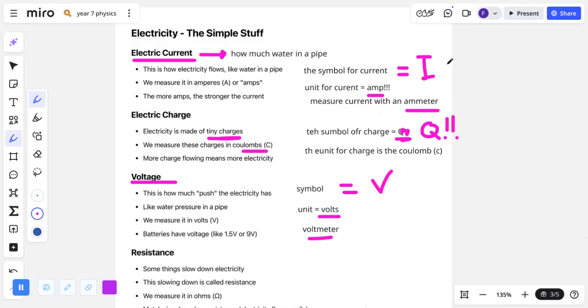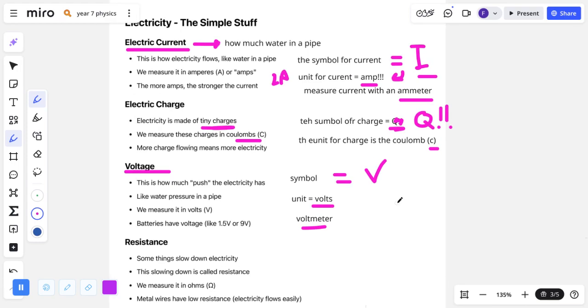And I'm just going to reiterate this. Current is I. The symbol for it is I, and it's measured in amps. So if you've got a current, it'll be something like, well, I don't know, 2 amps. I just picked that. And the A stands for amps. The I is a symbol you'll see in equations. All right? The symbol for charge is Q. The unit for charge is a coulomb. That's a C.